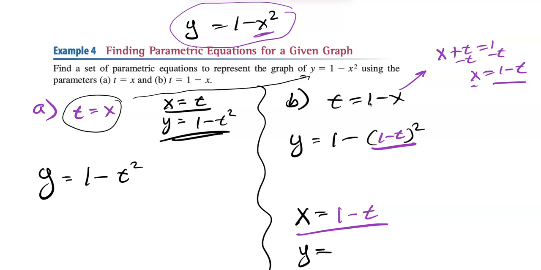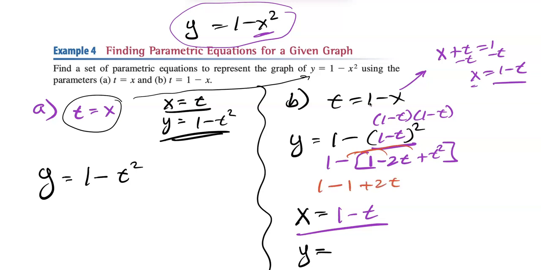1 minus t squared is 1 minus t times 1 minus t. So we have 1 minus brackets, 1 minus 2t plus t squared. Like that. Distribute the negative. So you get 1 minus 1 plus 2t minus t squared. These cancel out, and we just get 2t minus t squared. So that's that parametric. That's this equation broken up by this parameter, t equals 1 minus x. That's how you break it up, right?